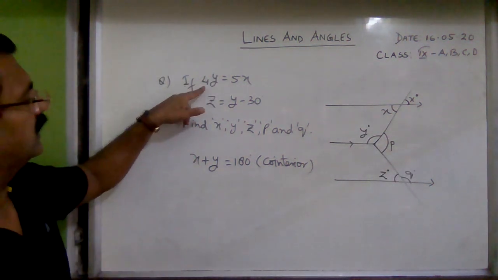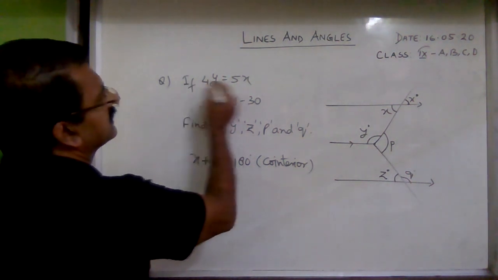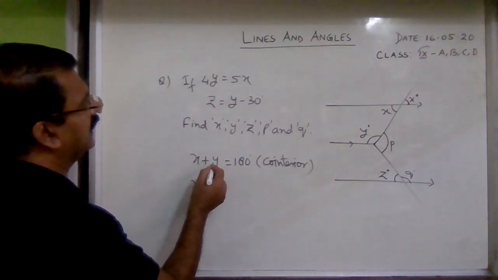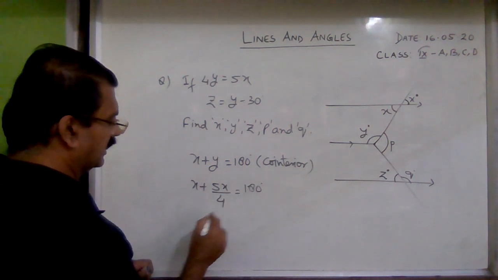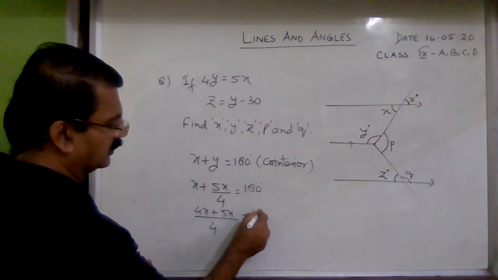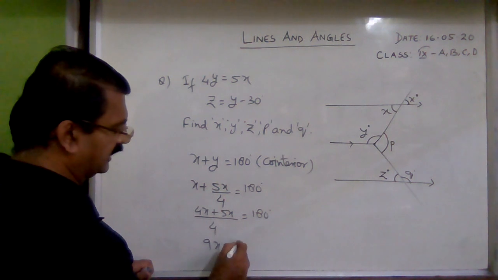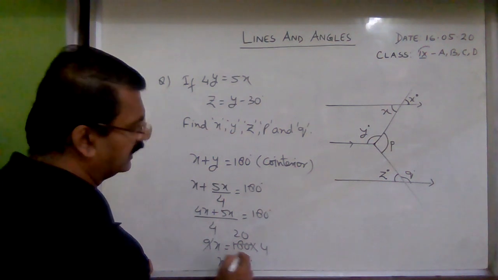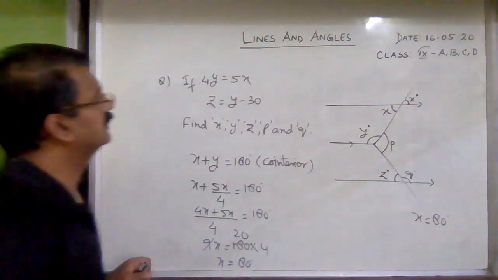Now, according to the condition given, y will be equal to 5x upon 4. So in place of y here, you write 5x upon 4, and x plus 5x upon 4 is equal to 180. Now you take the LCM 4. So it is 4x plus 5x is equal to 180 into 4. 4x plus 5x will be 9x is equal to 180 into 4. Now it is 20, so x is equal to 80 degrees. One value we have found, x is equal to 80 degrees.